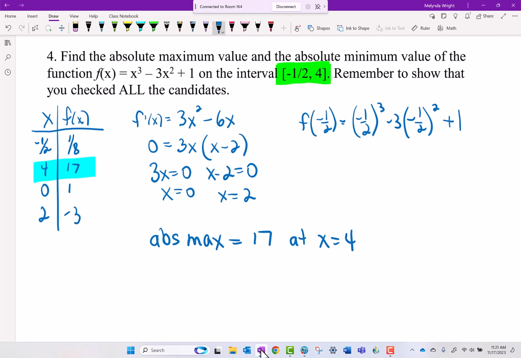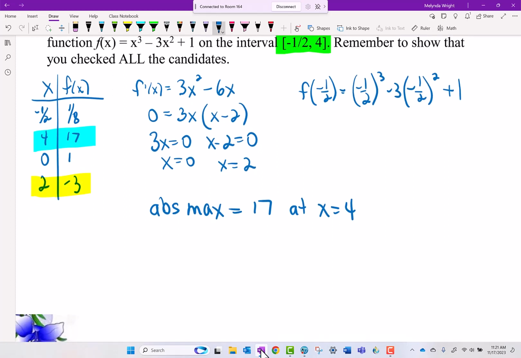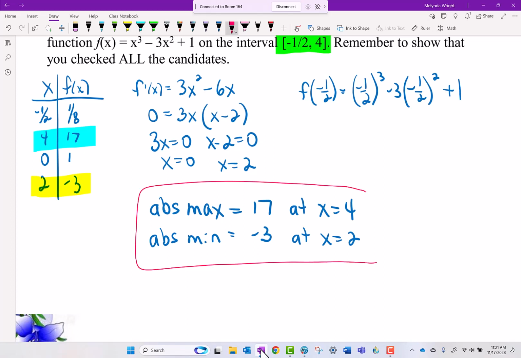Okay, now let's go through and pick out the very smallest y value. Okay, the very smallest y value is right here. So we're going to say absolute min is negative 3, and that occurs at x equals 2. And that's my answer. So this is your answer, and this is your justification.